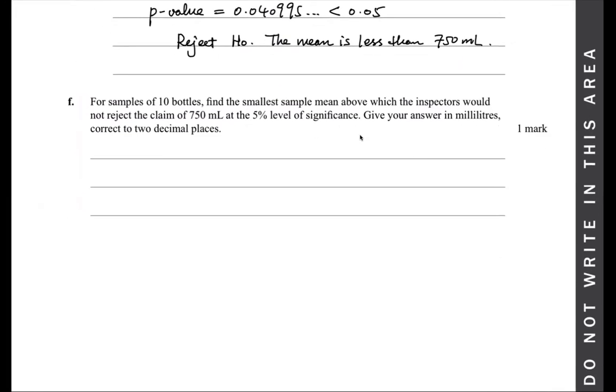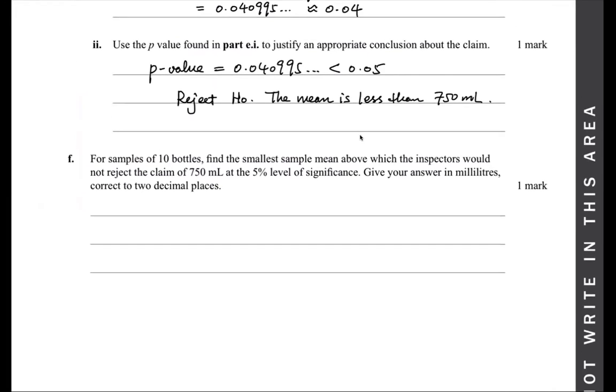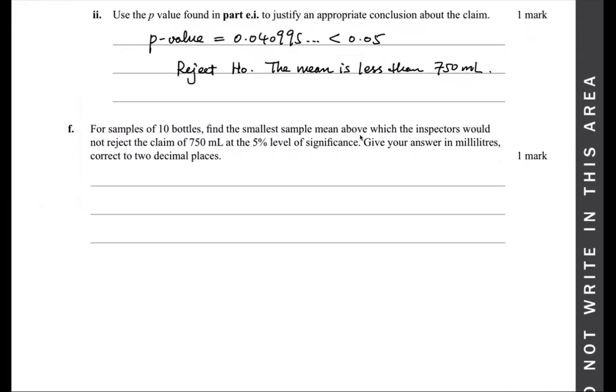Okay, last one. For a sample of 10 bottles, find the smallest sample mean above which the inspectors would not reject the claim of 750 mils at the 5% level of significance. Give your answer in mils, corrected to 2 decimal places. Well, this is an inverse norm problem. So this is x bar, 750 here. Let's find the critical value, 0.05, okay?